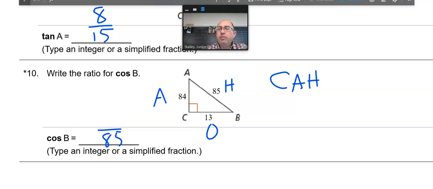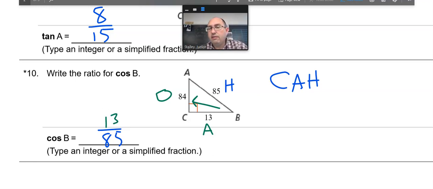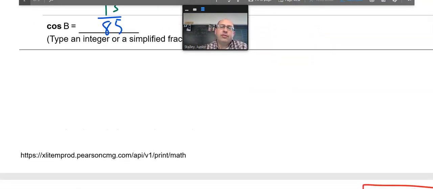Because for angle B, remember, the hypotenuse isn't going to change, but this is the opposite side of angle B. So if you're not paying attention to which angle you're starting from, you get it wrong. The adjacent side is 13, the hypotenuse is 85. Doesn't reduce. 13 goes into 65, but not 85. Okay, moving on.